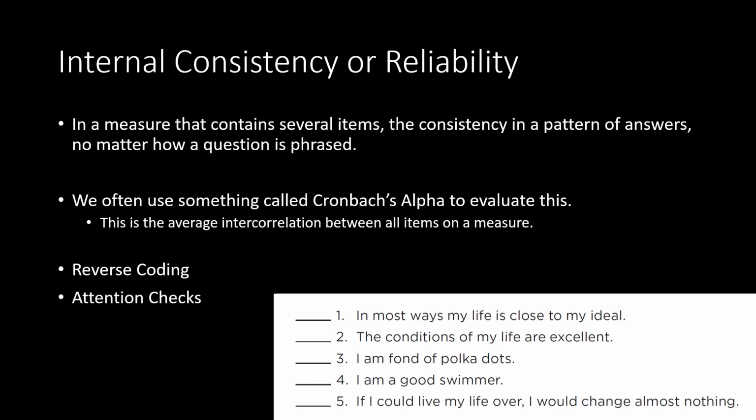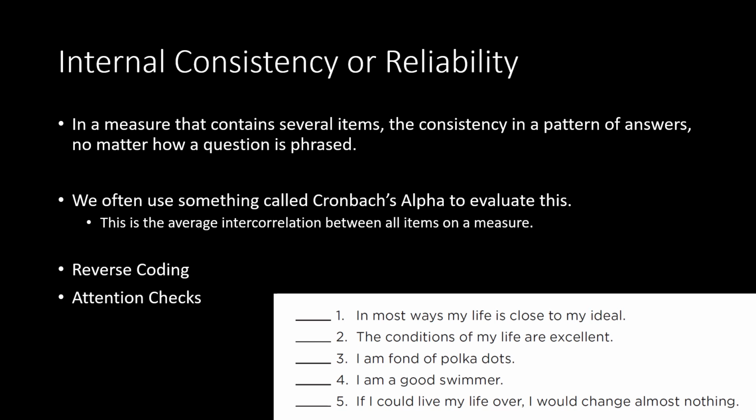Now, to use these 5 items, these are a well-being scale. The 5 items are: in most ways, my life is close to ideal. The conditions of my life are excellent. I'm fond of polka dots. I'm a good swimmer. And if I could live my life over, I would change almost nothing. So in the dashes, one could put 1 through 5, let's say, of ratings. You could be filling out bubbles if you were doing this on a computer.